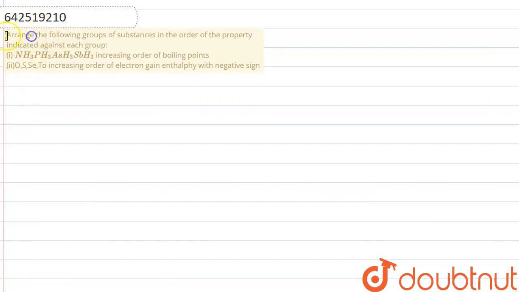Hello everyone, this is our question. Let me explain it to you. Arrange the following groups of substances in the order of the property indicated against each group. The first part says that ammonia, phosphine, NH3, PH3, these are the hydrides of group 15 basically.